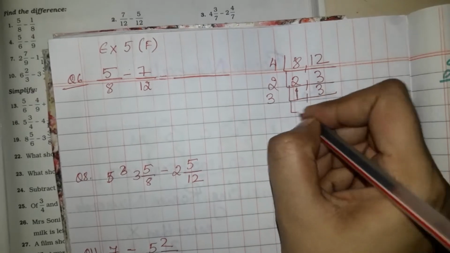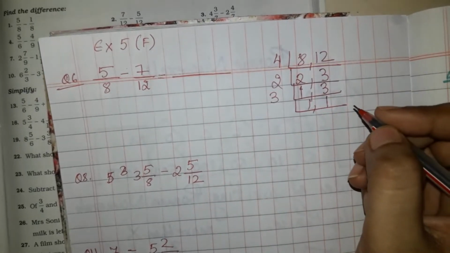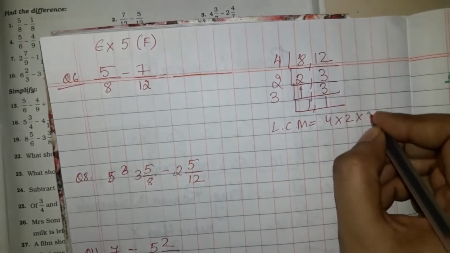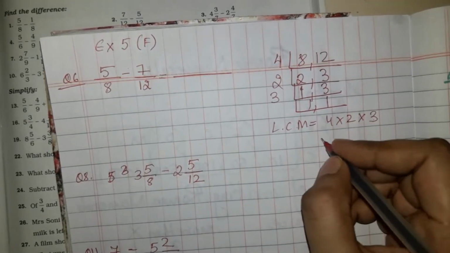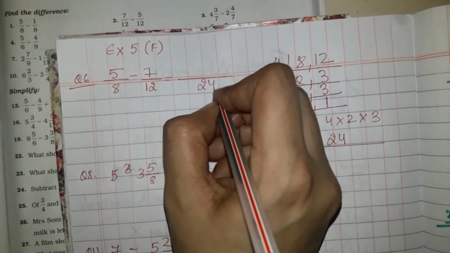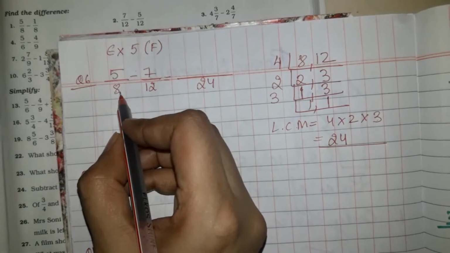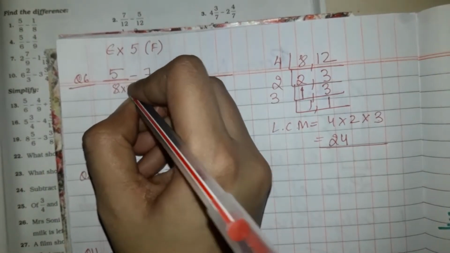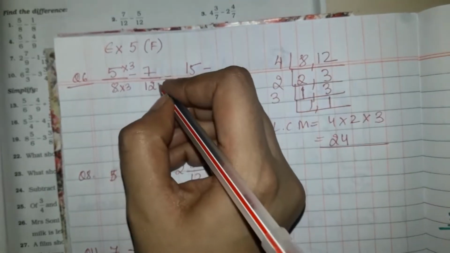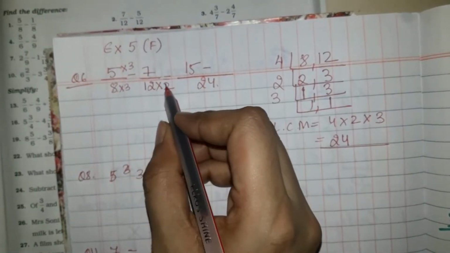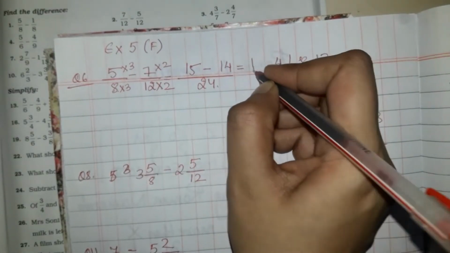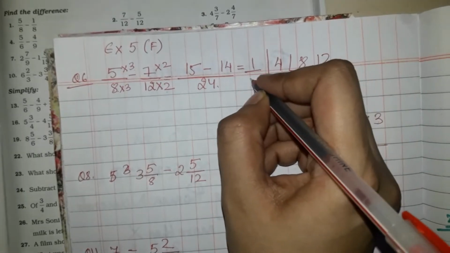Now I'll take number 3 and divide the remaining part. So what's our LCM? It is 4 into 2 into 3. 3 2s are 6 and 6 4s is how much? 24. So 24 is our LCM. Let's write 24 here and see how many times it will go in 8's table. 3 times. So the same value is multiplied on the top. 5 3s are 15. 24 goes 2 times here, so 2 will be multiplied here and the answer will be 14. And the final answer is 1 upon 24.